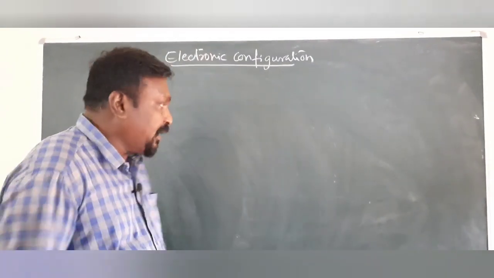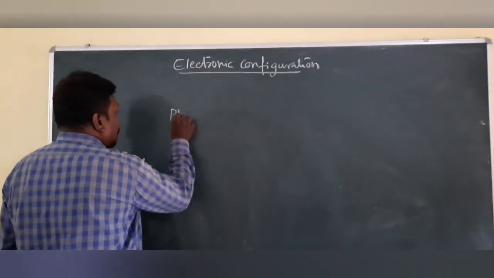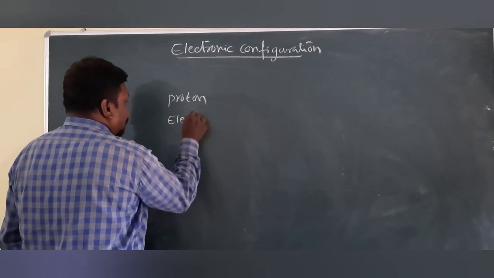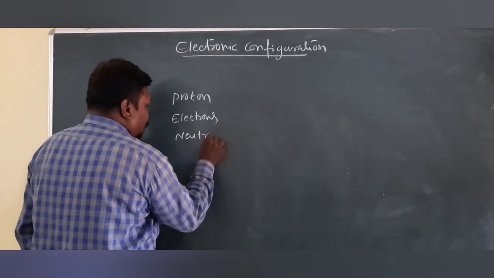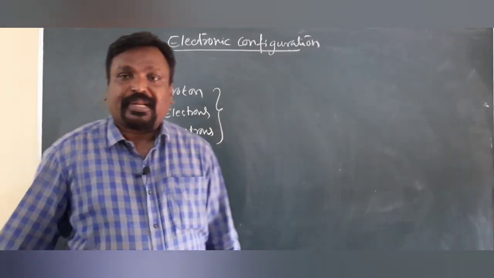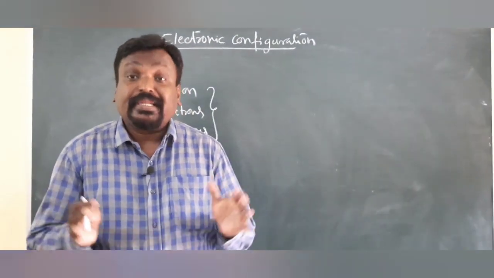An atom contains three fundamental particles, as you know. First one is the proton, and then the electrons, then neutrons. So, these are said to be the fundamental particles of an atom. So, how have these particles been arranged in an atom?